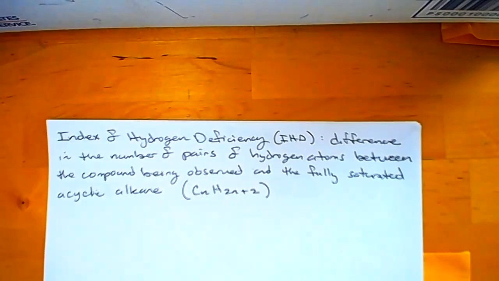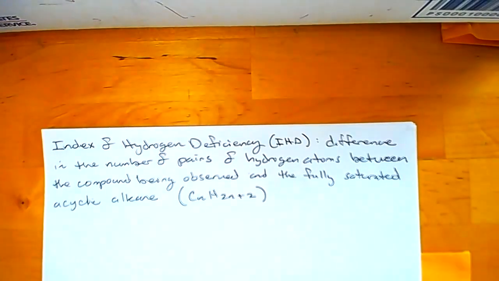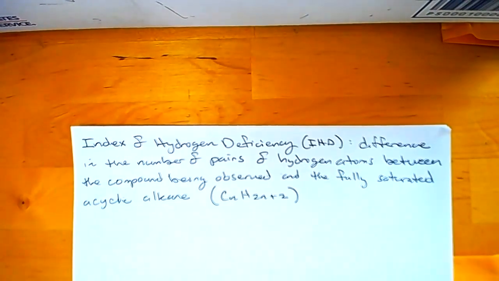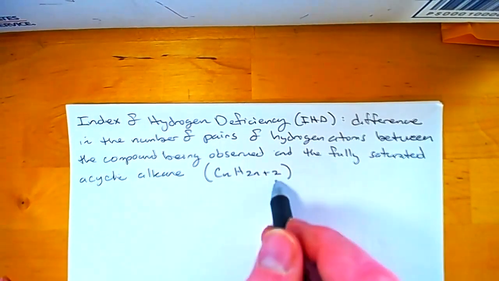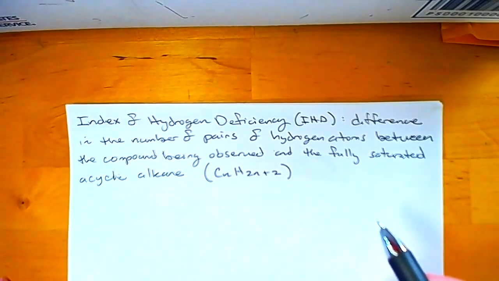Now, one of the ways that you can look at a molecule and talk a little bit about what's going on in that system is to look at what's called its index of hydrogen deficiency, or its IHD. That is the difference in the number of pairs of hydrogen atoms between the compound being observed and the fully saturated acyclic alkane system, which we've already said before has the formula CnH2n+2.